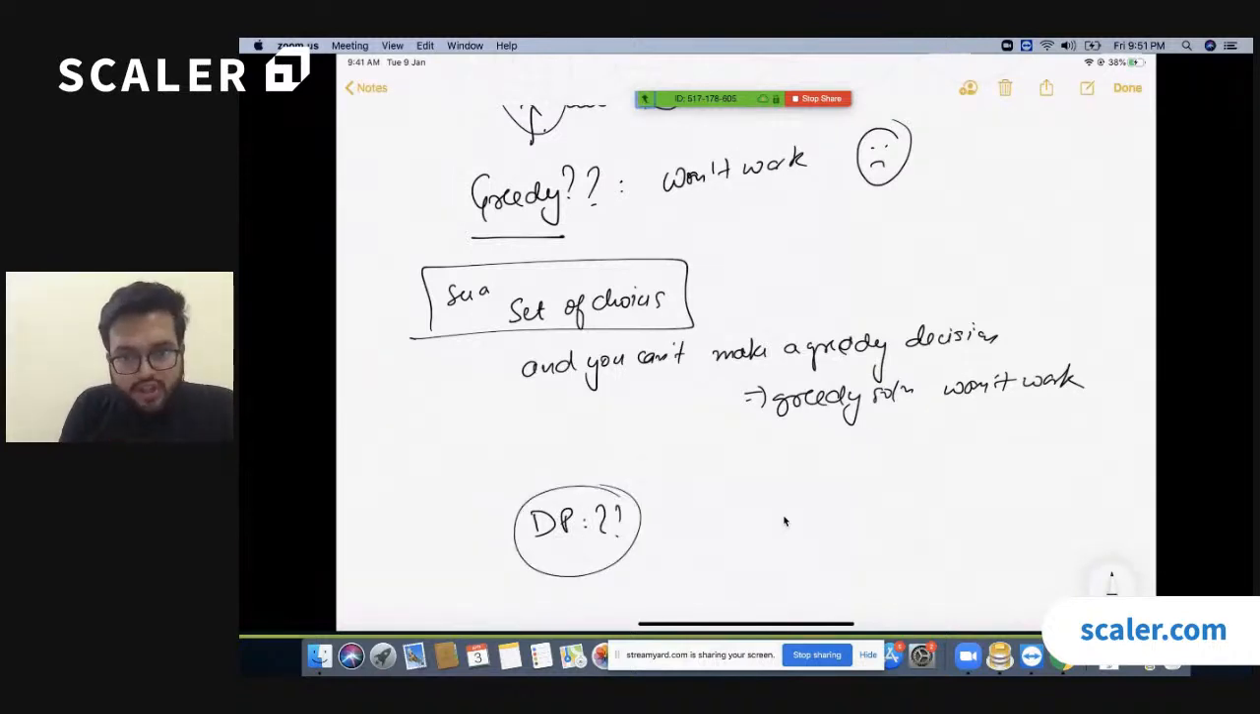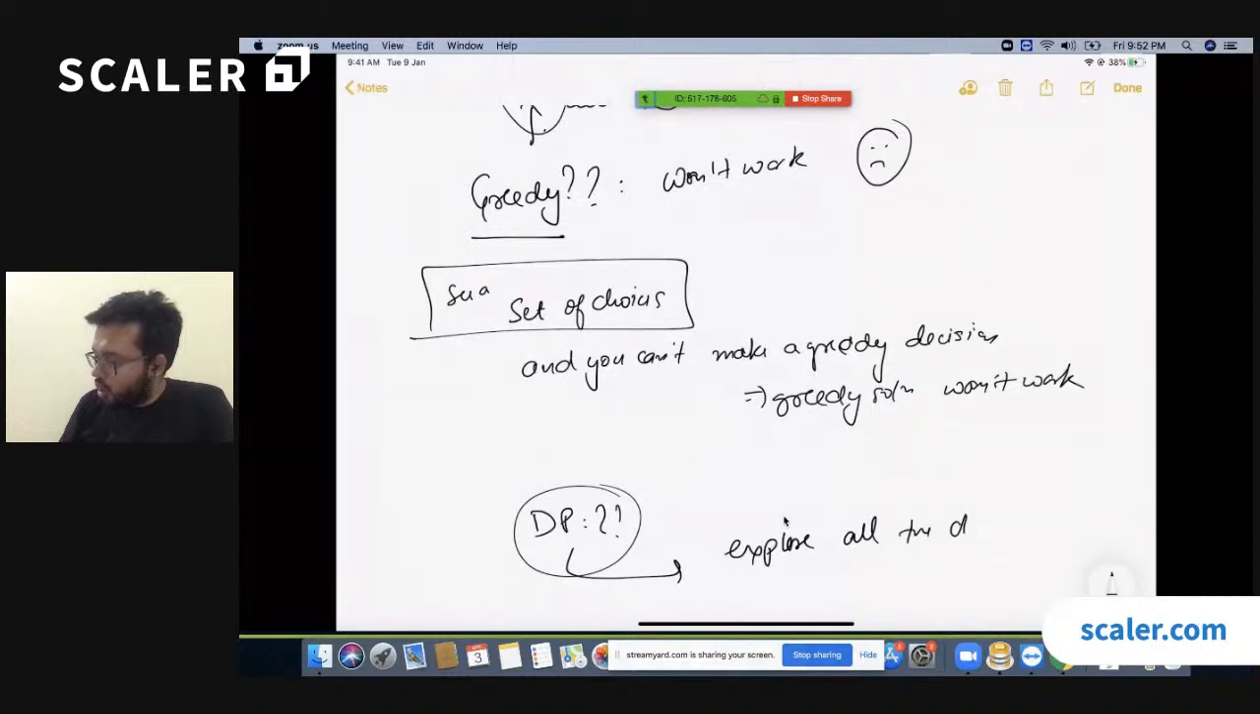What does a dynamic programming solution do? It essentially allows you to explore all the possible choices that you had. The moment you see a set of choices and you cannot just greedily make a choice, a DP solution would say: let's explore all the choices that you have. And if you can explore all the choices, then you can think in the DP direction. Greedy won't work, so let's think the dynamic programming way.